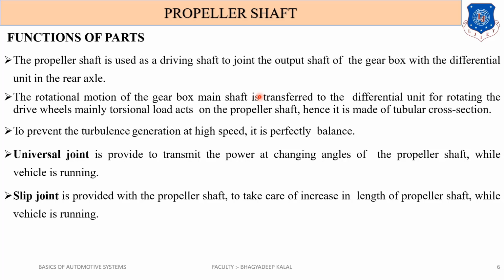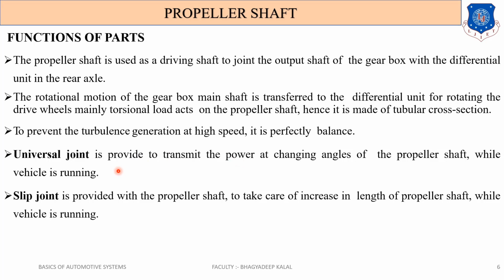Hence it is made of tubular cross sections, because the moment of inertia is more and it can bear torsional load more easily compared to a solid shaft. That's why we use tubular cross sections. To prevent the turbulence generated at high speed, it is perfectly balanced. The function of the universal joint: the universal joint is provided to transmit power at the changing angle of the propeller shaft while the vehicle is running.